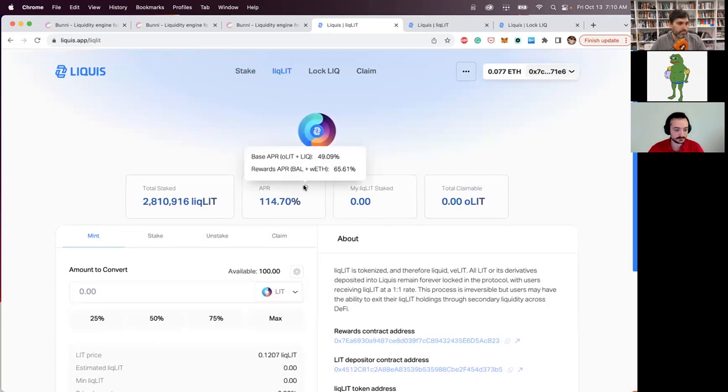So that's 65%. And 50% approximately is protocol fees. So everyone who is depositing on Liquis is paying a small fee. So they get a boost, and then Liquis takes some of that boost and gives it to Liquid as well. So that's how this APR is coming together. No, that's really cool.